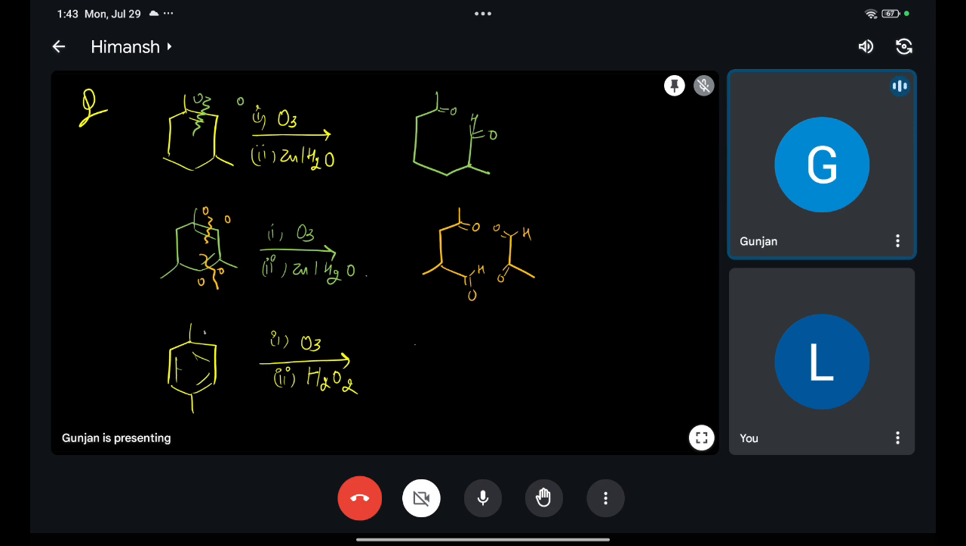Okay. One cleavage over here happened, second cleavage over here, another over here. So you are getting one fragment to be like this. Second is also like this. And the third one is those two carbons, CHO CHO. This is your final answer.